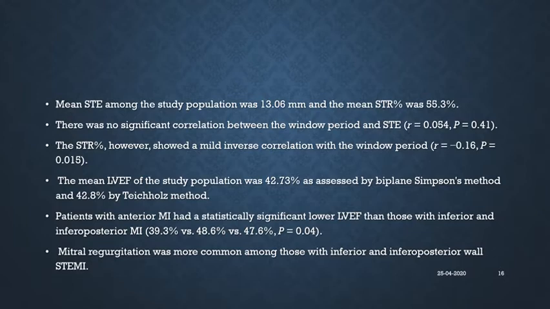The mean LVEF of the study population was 42.73% by biplane Simpson's method and 42.8% by Teichholz's method, and there was excellent correlation between these two methods. Patients with anterior MI also had a statistically significant lower LVEF than those with inferior and inferior posterior MI. It's also noted in the study that mitral regurgitation was more common among those with inferior and inferior posterior wall STEMI.